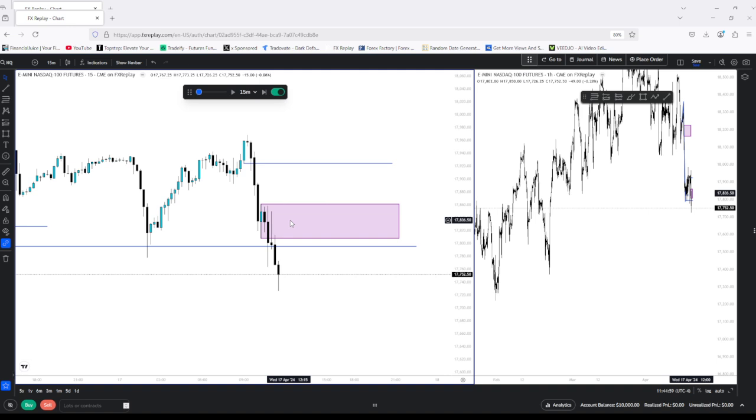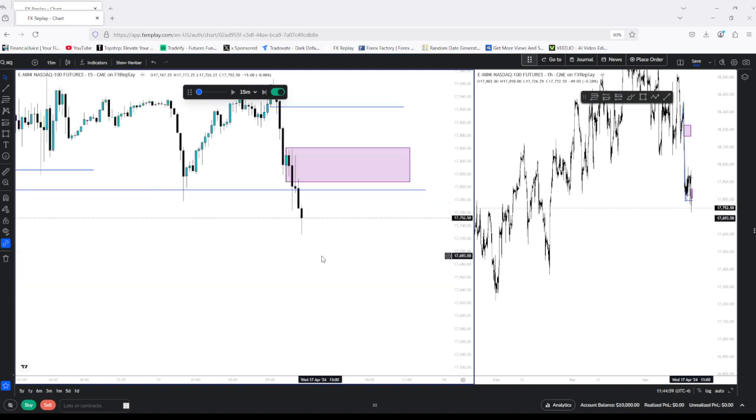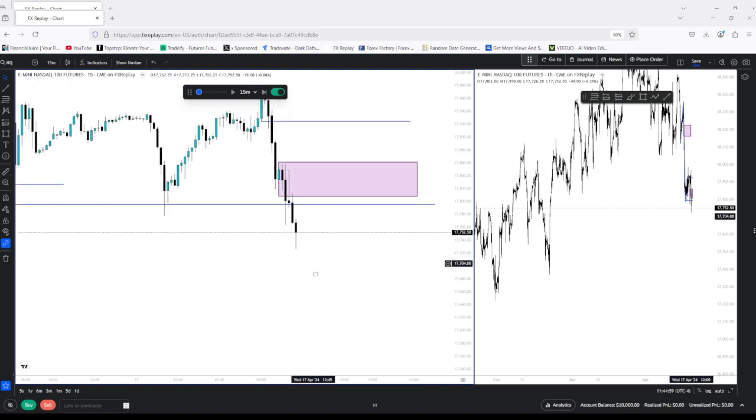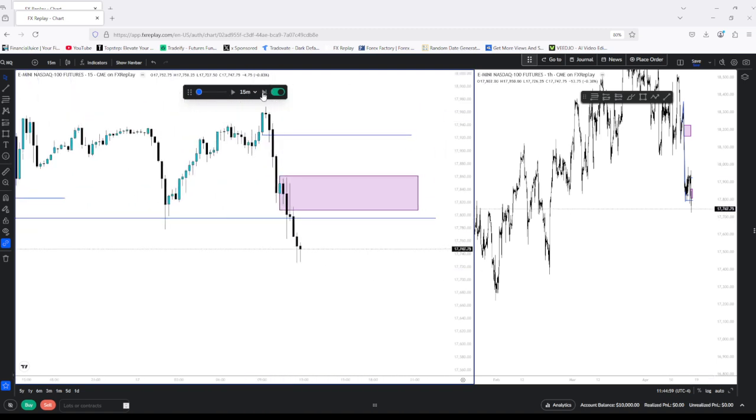It's kind of something new, but just because the responsible is already mitigated, now that we got the break of structure, I would still consider this as an area where I would look for the model that you have drawn up, with a potential 1 minute order block out of here to further continue downside. So we'll run it. We'll see what we get here.